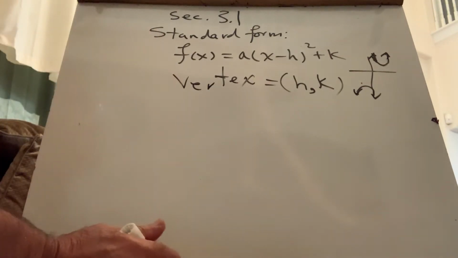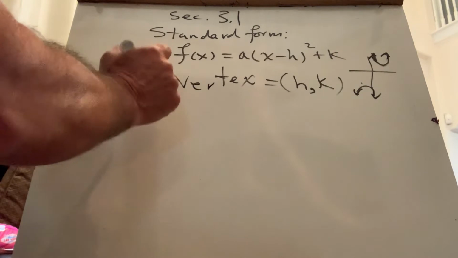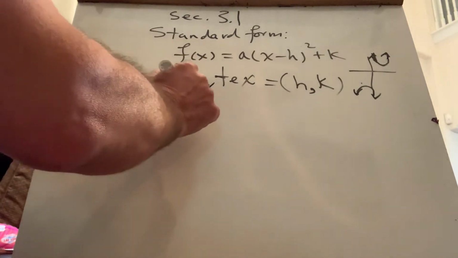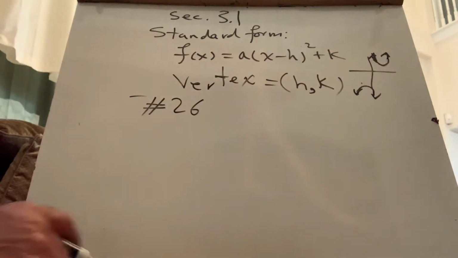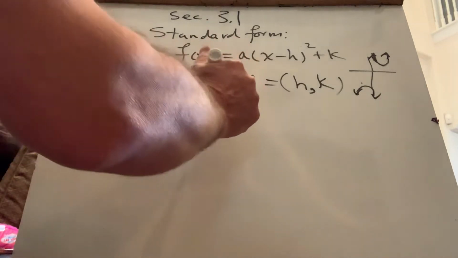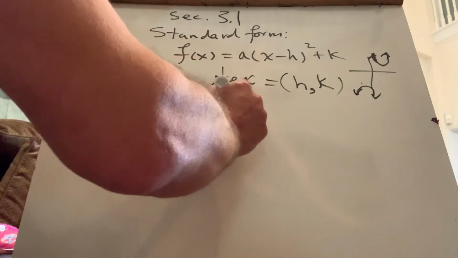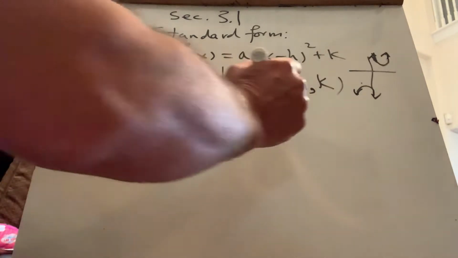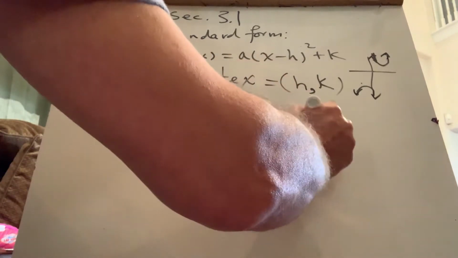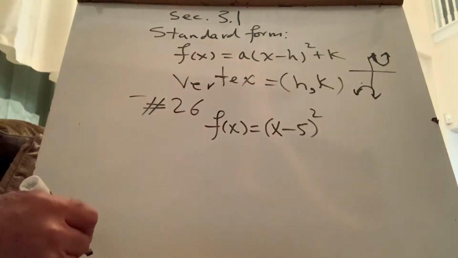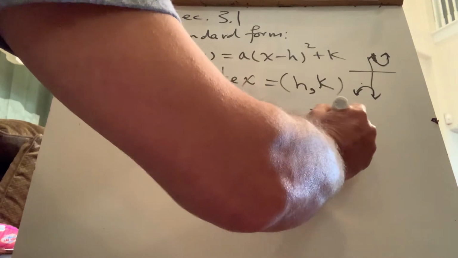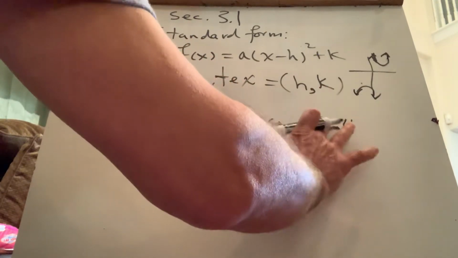Now, in the problem that we're going to look at, the first one is, I think the student wanted to know number 26. So the good thing about 26 is that it's already in standard form. So actually almost standard form. So let me write the function f of x equals (x minus 5) squared minus 4.